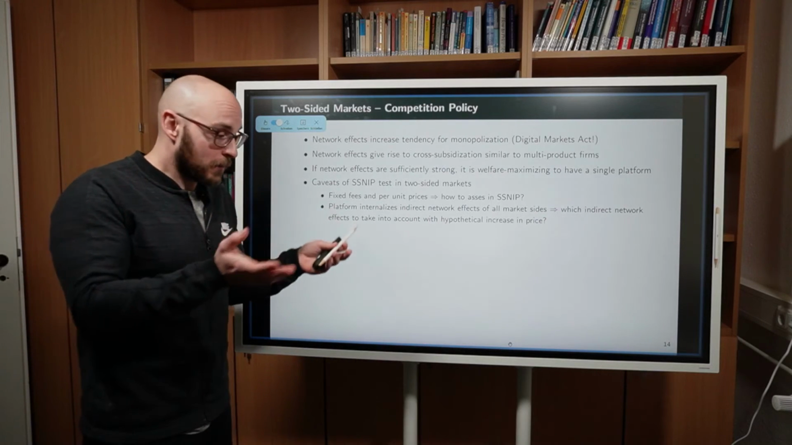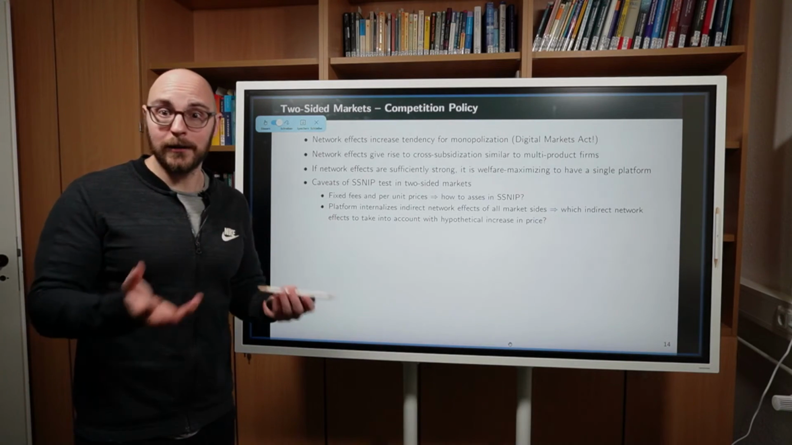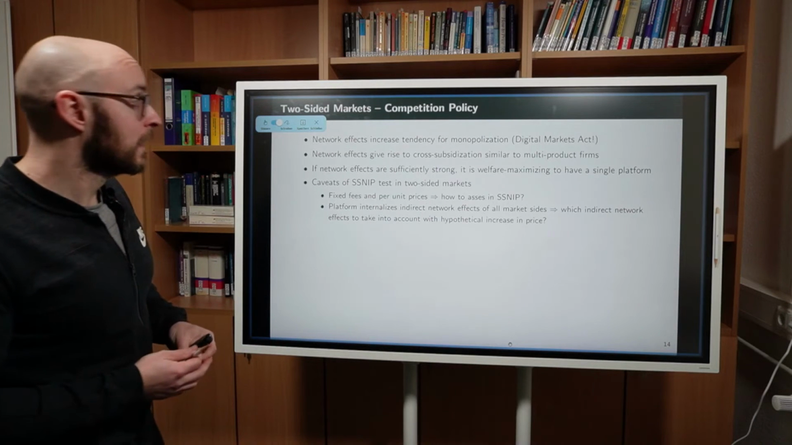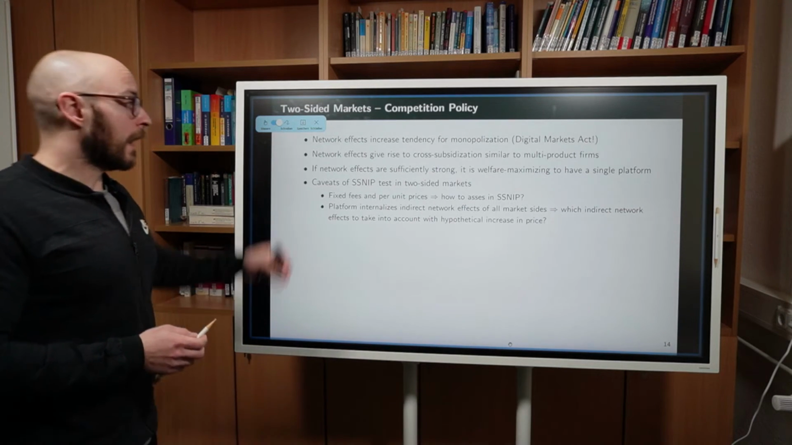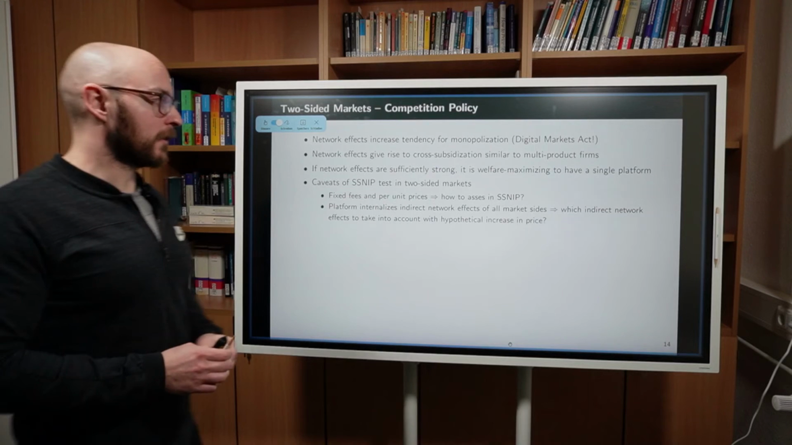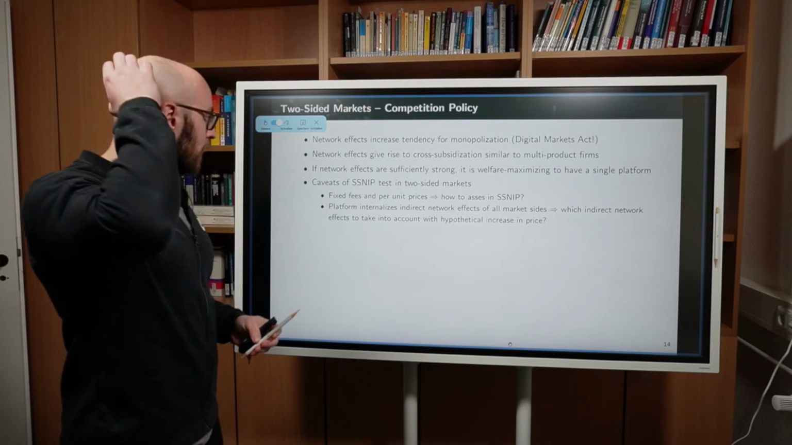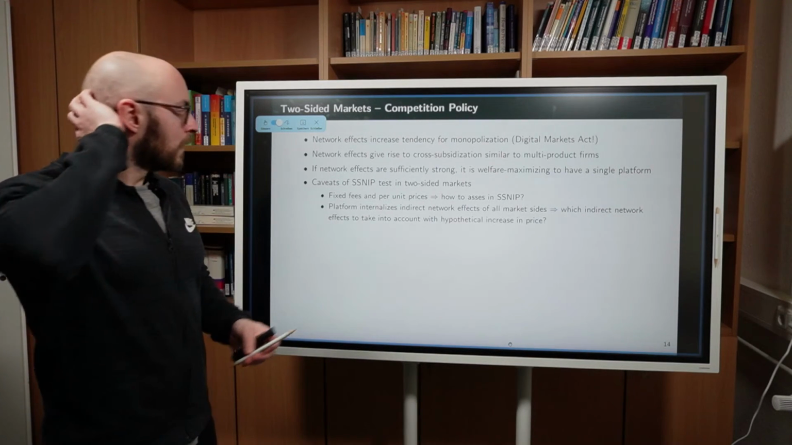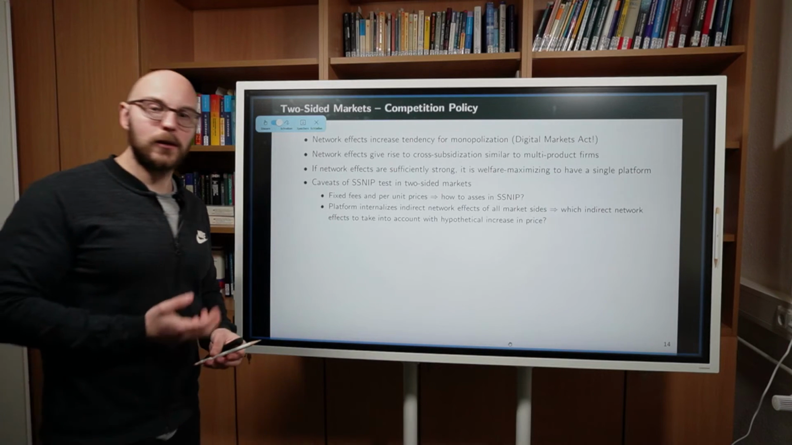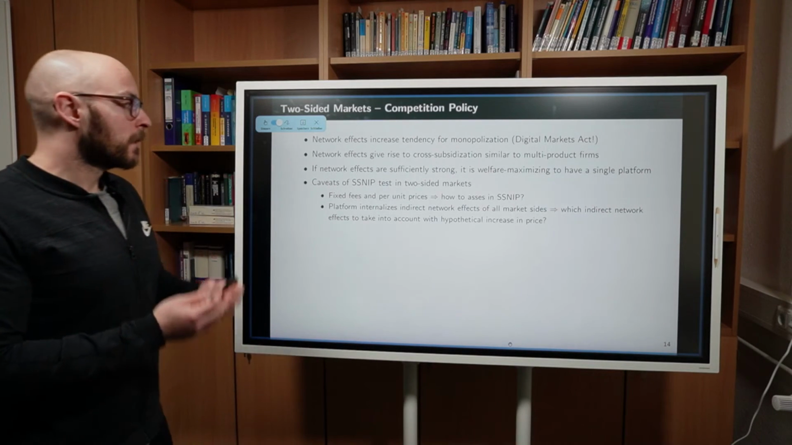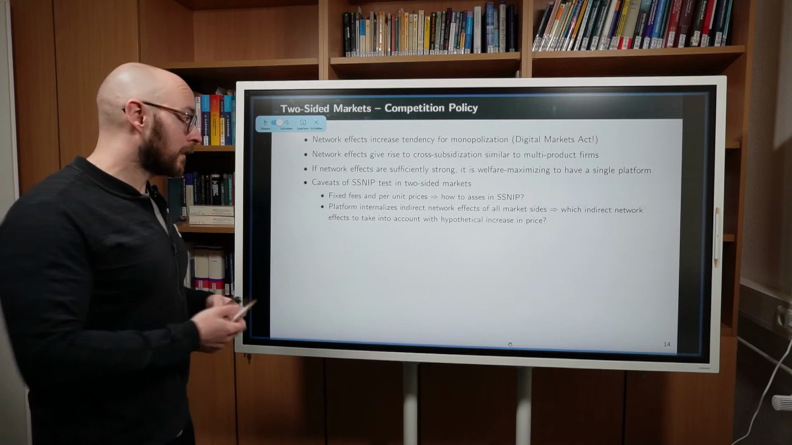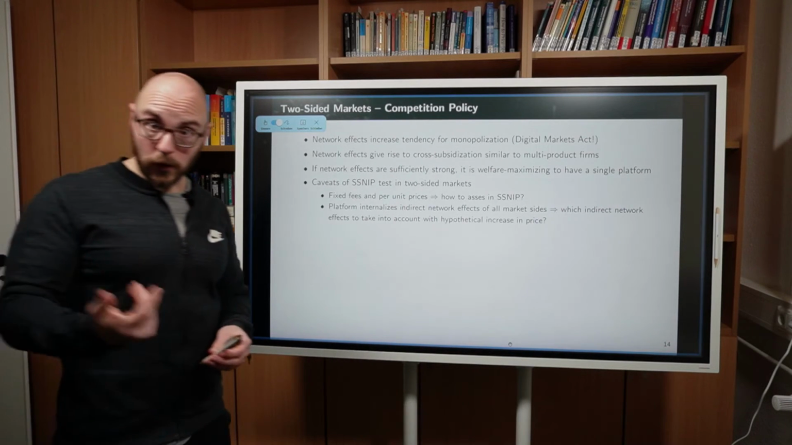Why? Because basically you internalize the network effects, the externalities, in an efficient way. And if we talk about the SNIPP test that we have been analyzing in our course, the small but significant non-transitory increase in price test, that is difficult to apply to two-sided markets. So recall what the test was.